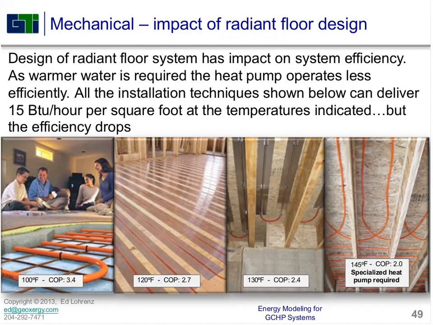If you're doing a radiant floor system like this in concrete, it can supply about 15 BTUs per hour per square foot with 100-degree water temperature. Here it's 120-degree water temperature, COP drops to 2.7. 130 degrees drops down to 2.4. If you're putting it under a floor, for example, and you need 145-degree water to deliver 15 BTUs per square foot, your COP drops by a pretty dramatic amount, down to about 2.